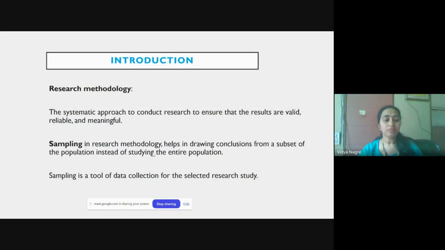Now, to introduce once again, research methodology is a systematic approach to conducting research to ensure that the research results are valid, reliable, and meaningful. Definitely, whenever we call it research, there should be some contribution to the existing stream of knowledge. You can investigate a new problem at hand, or you can re-investigate a problem which has already been studied, but the solutions have not been found.